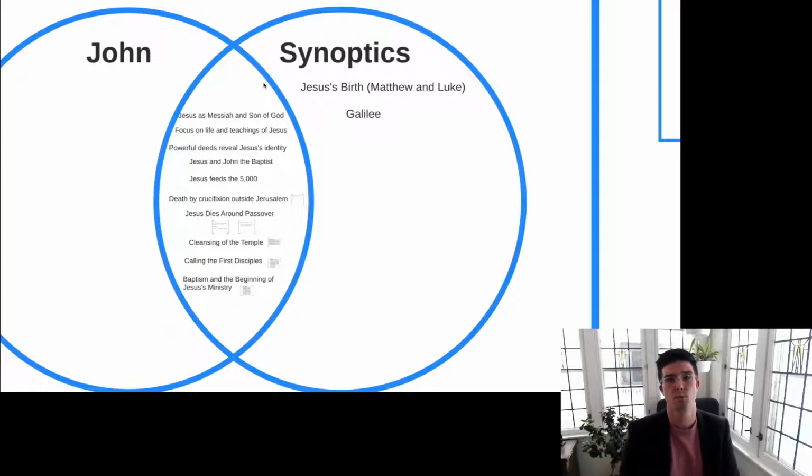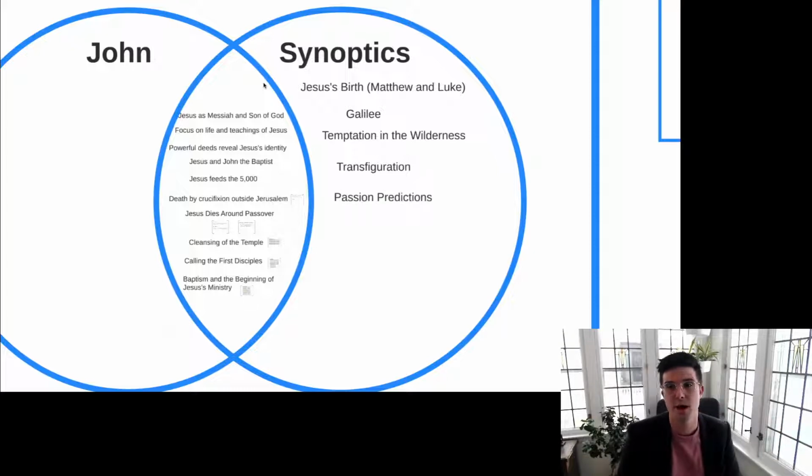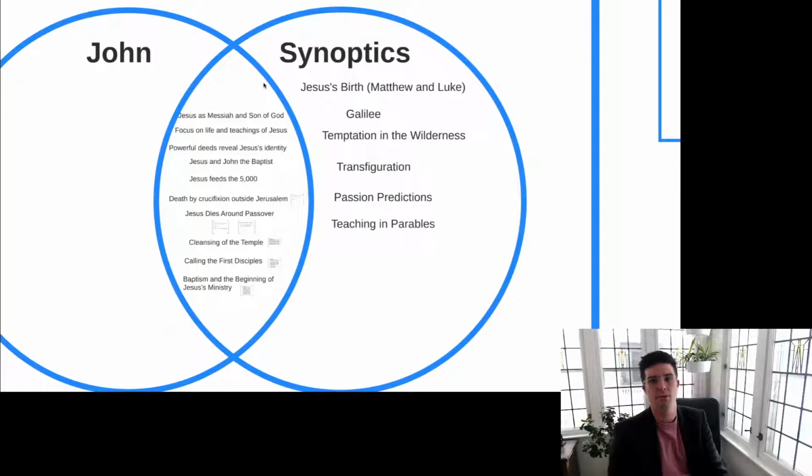The Synoptics are really going to center their action, their setting, in Galilee. They have the temptation in the wilderness. This is wholly absent in the Gospel of John. The Transfiguration is also absent. Jesus predicting his suffering, death, and resurrection, which happens 3 times in the Gospel of Mark, is going to be wholly absent in the Gospel of John.